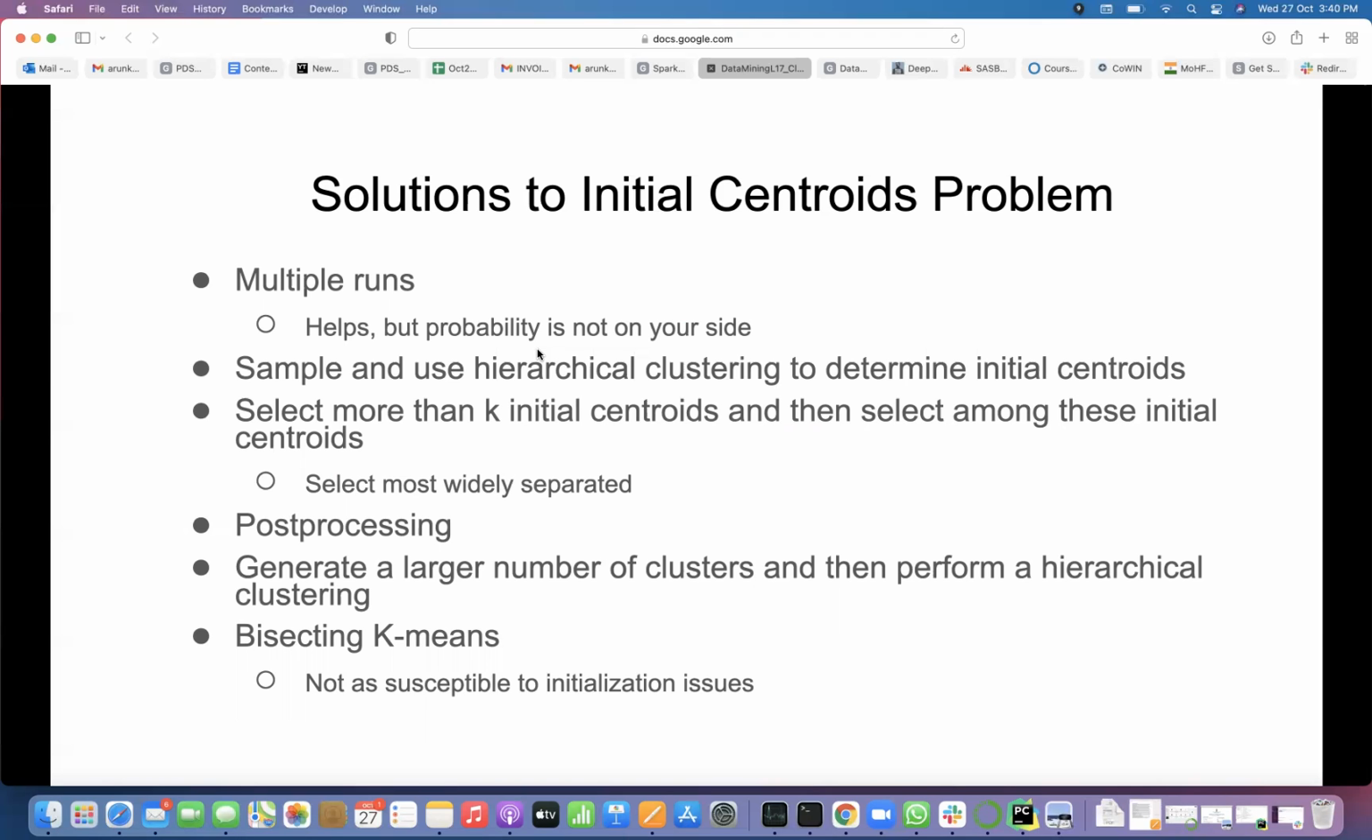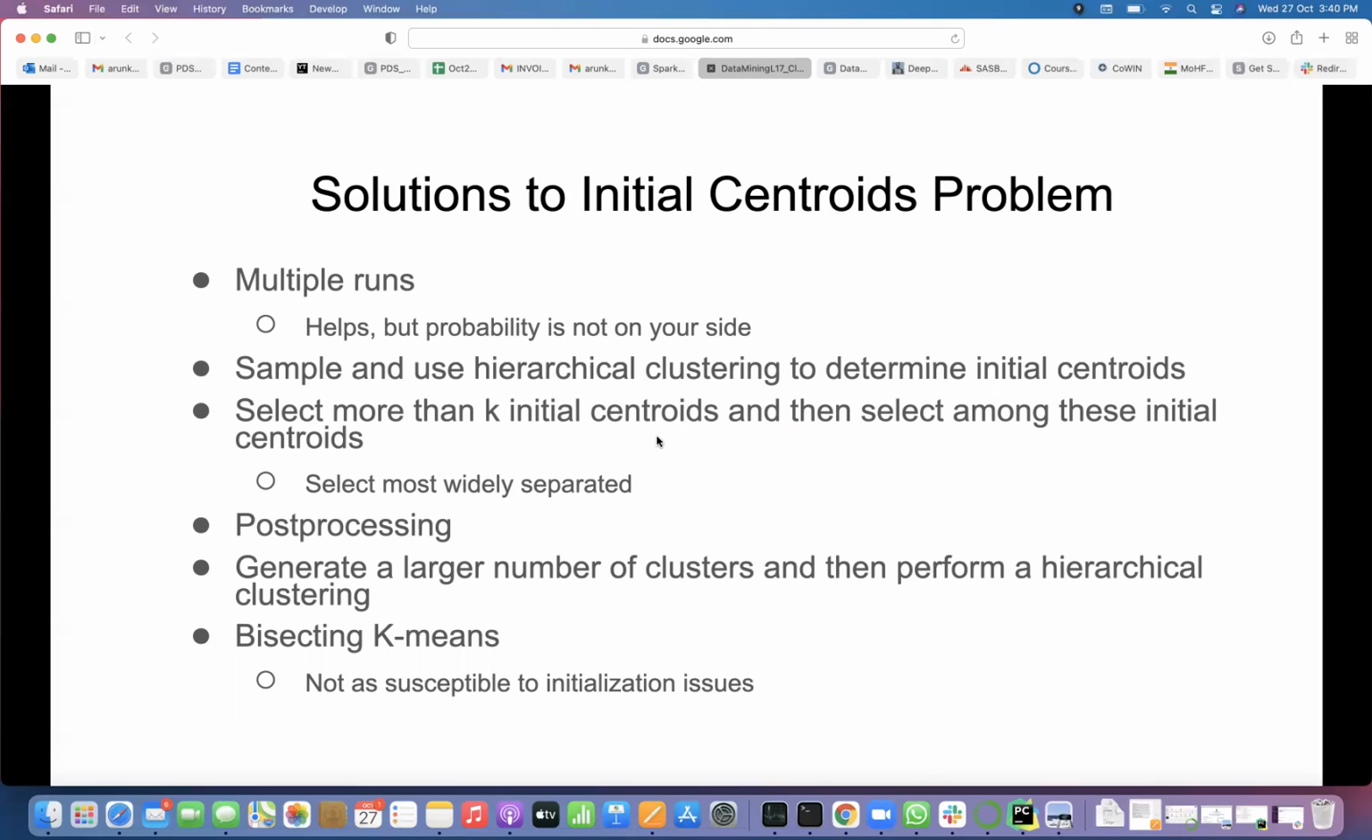Then again, use those 3 centroids as the initial centroids for 600 points, and you recompute your centroids. Then use those centroids for initializing all 1000 points like that. So sample and use hierarchical clustering to determine initial centroids.